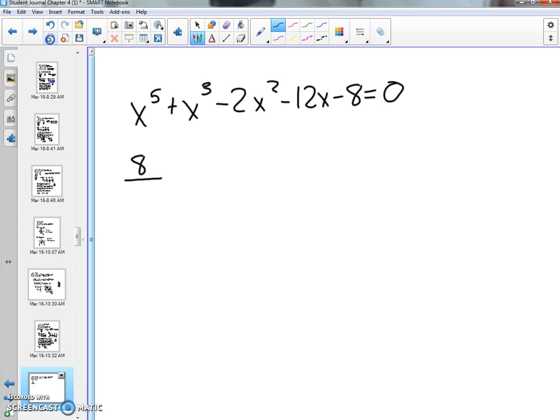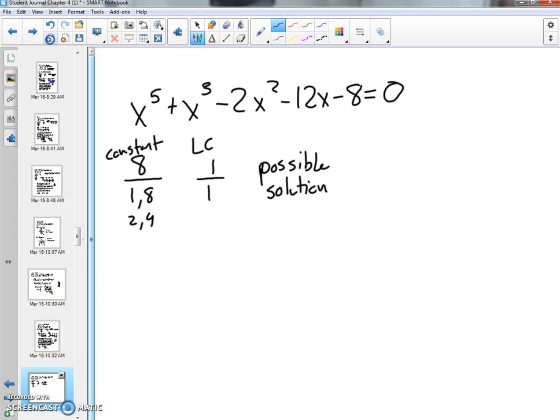So my constant is 8. So 8 is 1 and 8 and 2 and 4. My lead coefficient is just 1, so I'm looking at 1 there. So not a very big list of possible solutions. So my possible solutions are plus or minus 1 over 1, 2 over 1, 4 over 1, and 8 over 1.